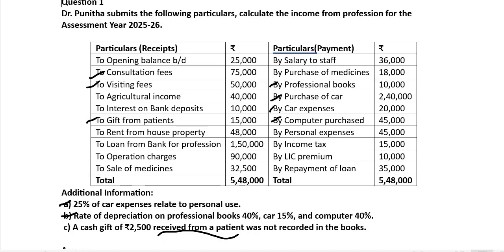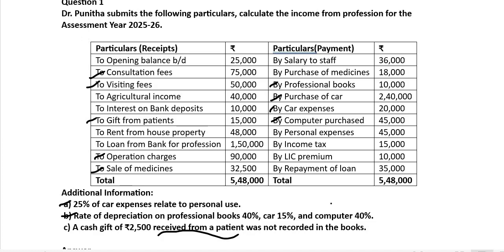Loan from bank for profession. If loan is given, we have to calculate interest, and if the interest rate is not given in the adjustment, it is mandatory for us to take interest rate as 5%. So 1,50,000 into 5% we have to calculate, and we have to write it as professional expense, not professional receipt. Then operation charge is a professional receipt. Sale of medicine is a professional receipt.